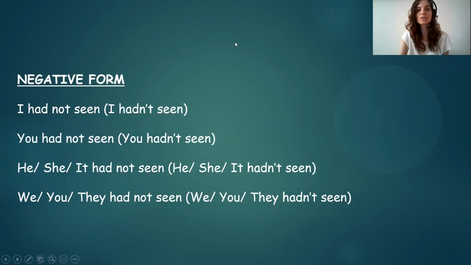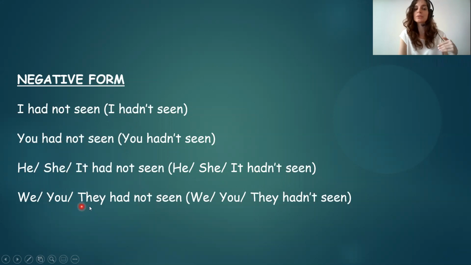And then in the negative form, basically, you would just add not there again. So in case of I, you would say I had not seen. Or if you want to use it in the short form, you would say I hadn't seen. Or again, you had not seen, or just a short form, you hadn't seen, right? He, she, it had not seen, or again, he, she, it hadn't seen, right?